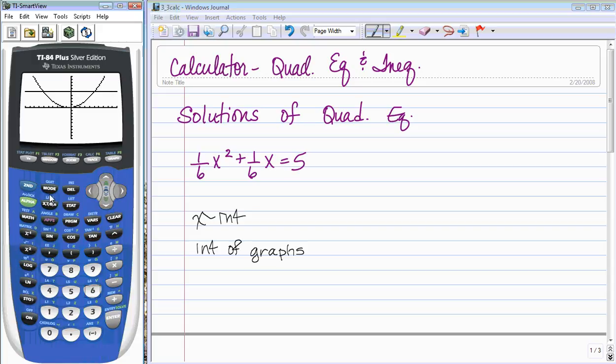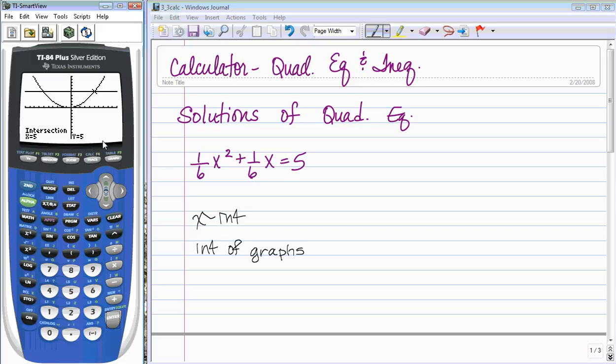So if I wanted to find these solutions, I would have to do second, trace, and select intersect, which is 5. First curve, we see it displayed, so we press enter. Second curve is displayed, we press enter. Now this is the important step here. When you have two points of intersection, you do have to move close to the point of intersection and press enter. That will allow the calculator to know which one it's computing first. So there's an intersection of 5, 5.